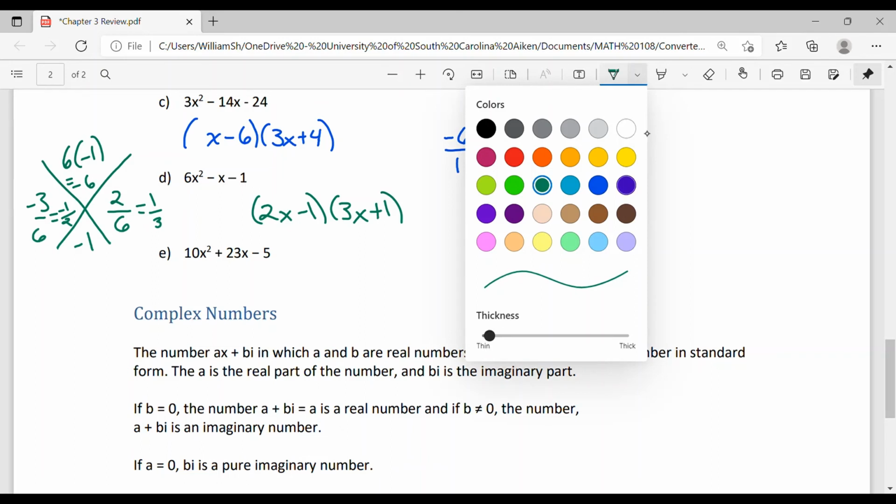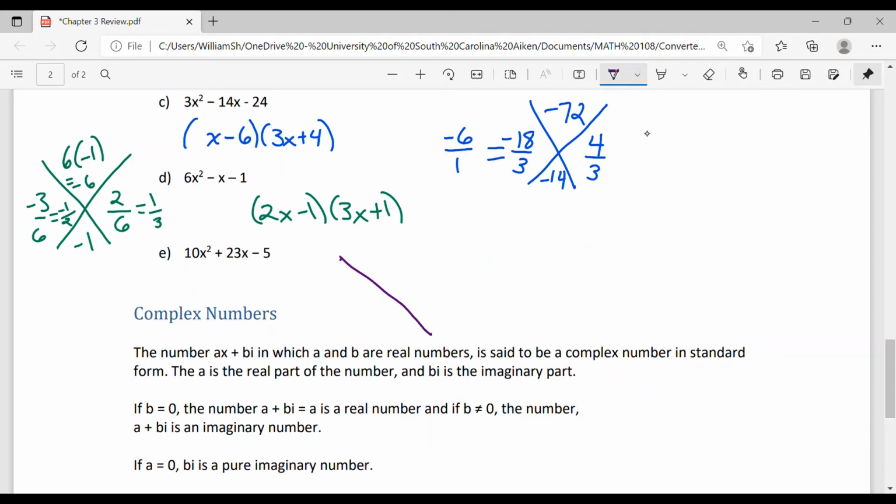Alright, let's choose another color and we will do E. So let's do a nice X for E. We've got a 10 here and a -5. That's going to give us -50. We've got a 23 here. Oof. So I need two numbers that multiply to -50 and add to 23. I'm going to put both of them over 10. Factors of 50. How about 2 and 25? If I make the 25 positive, 25 minus 2 gives us 23. 25 times -2 gives us -50. We're good to go. Let's reduce.